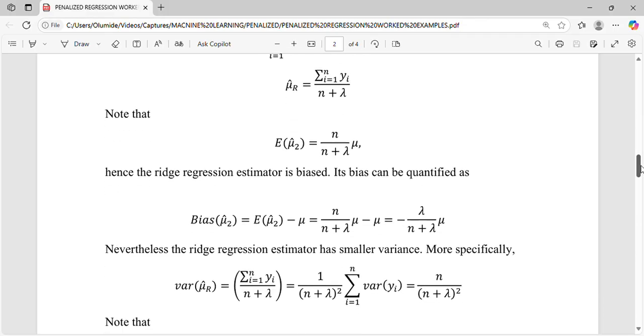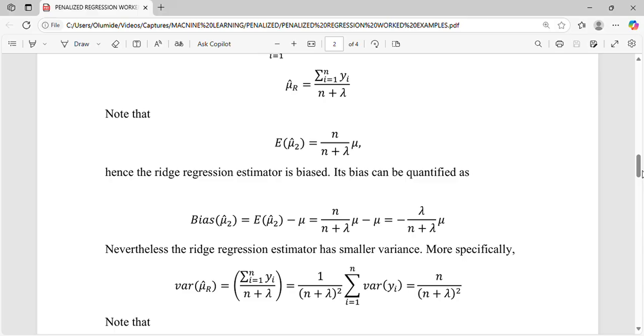Now how do we quantify the biasness? Supposedly, if it's unbiased, the expectation of mu hat 2 minus mu should give us 0. But in this case, it's not equal to 0, and therefore we can see that our bias gives us minus lambda mu all over n plus lambda, which is not 0, as I mentioned earlier.